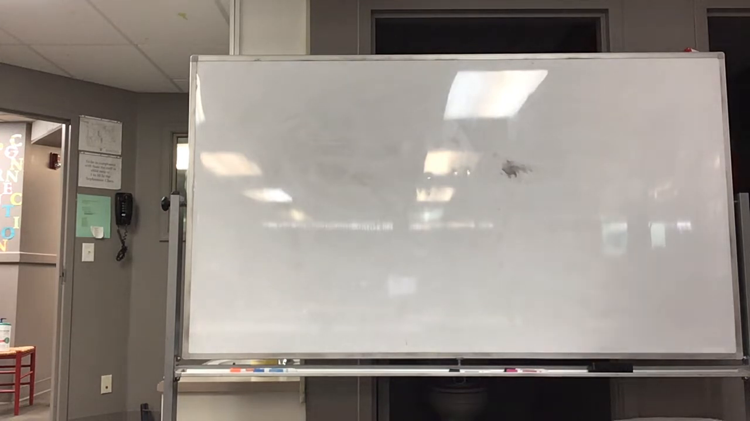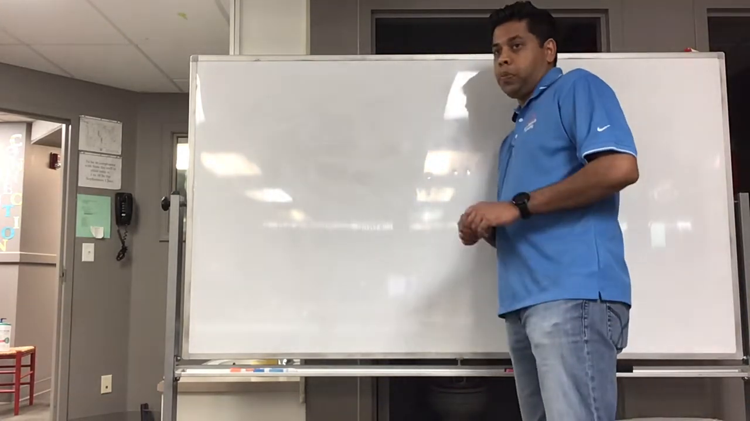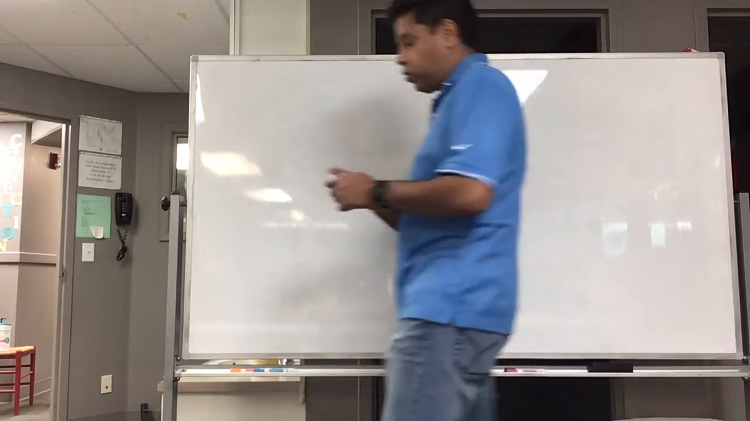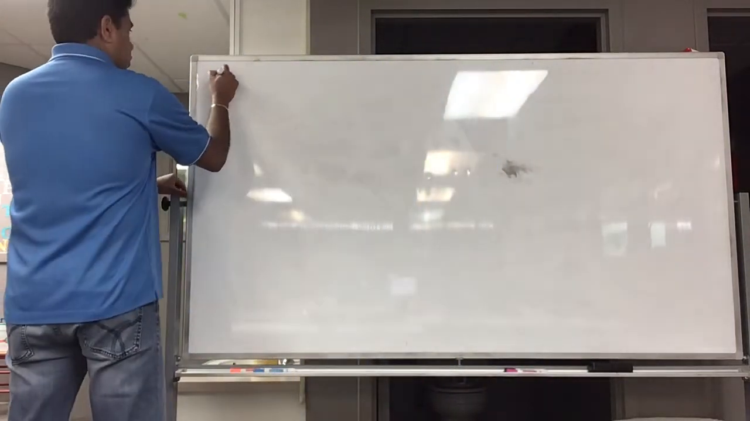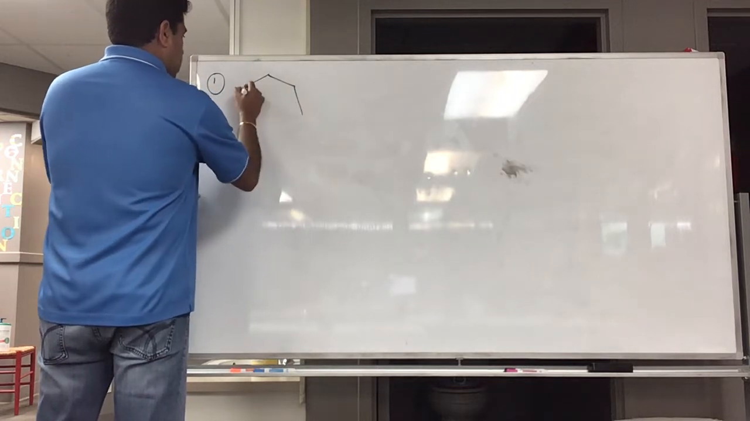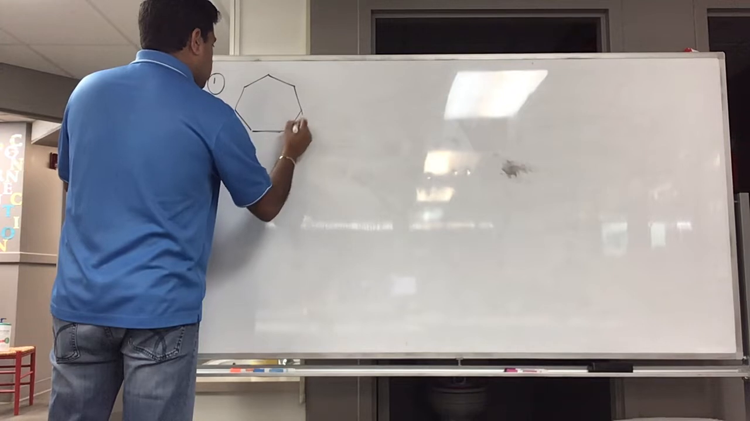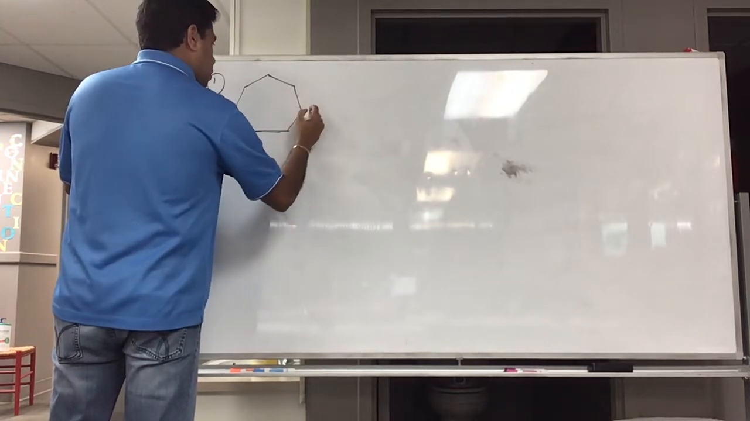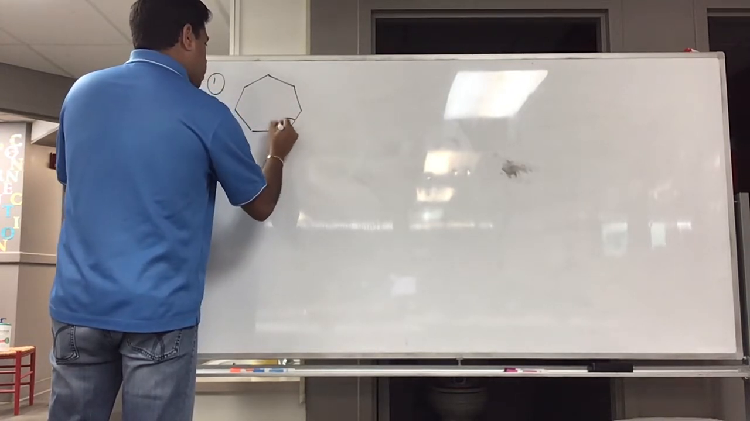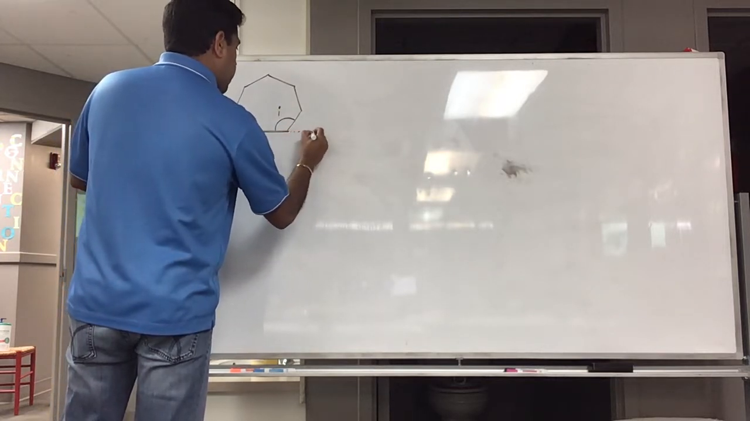All right, so we were on this one, right? Interior angles and the exterior angles. That's what we were on. So we're going to continue with that portion, okay? So the first question today is: find the interior and the exterior angle of a heptagon. So this is your interior angle and this is your exterior angle.